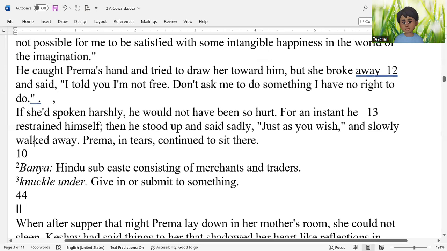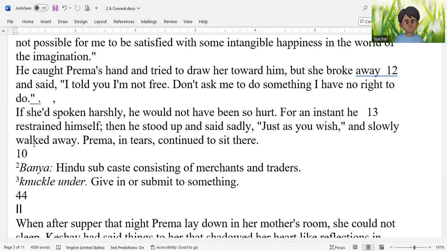He caught Prema's hand. Look here, very important. This is the first point in the story where the boy touches the girl. He caught Prema's hand and tried to draw her towards him. Maybe he was trying to hug her or kiss her, but then she broke away. Look, Prema did not allow Kesab to hold her, but she broke away and said, I told you I'm not free. Now, please remark this line, highlight this line, underline this line, and note in your copy. Prema, the second time she says, I'm not free.